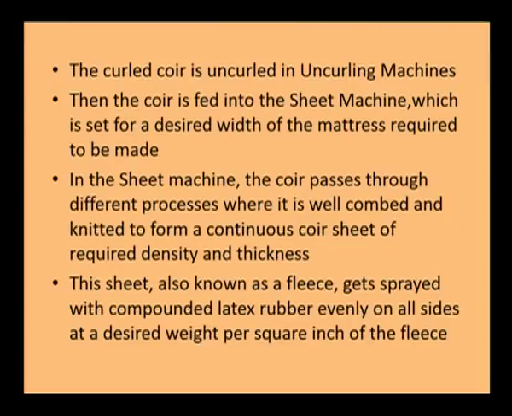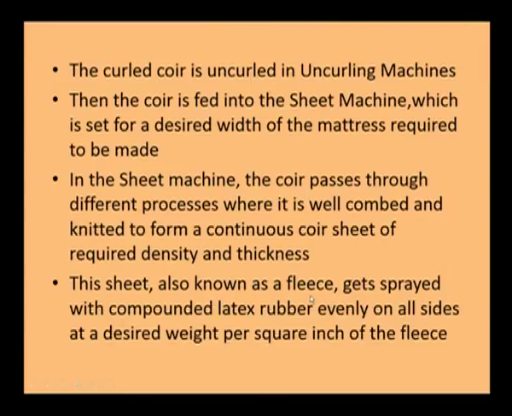You have to make it into sheets of desired width. The coir is fed into the sheet machine which is set for a desired width of the mattress required to be made. In the sheet machine, the coir passes through different processes where it is well combed and knitted to form a continuous coir sheet of required density and thickness. So, first you have to decide the required density and the thickness of the mattress or any material, then only you have to uncurl it, then make it into a particular shape. This sheet is also known as fleece.